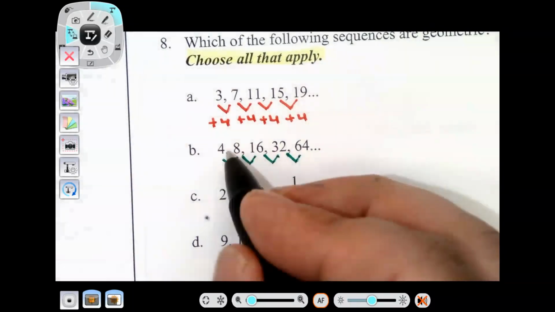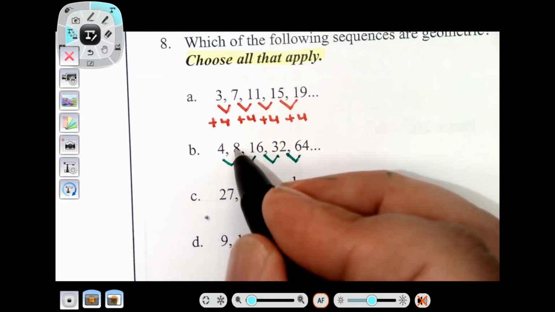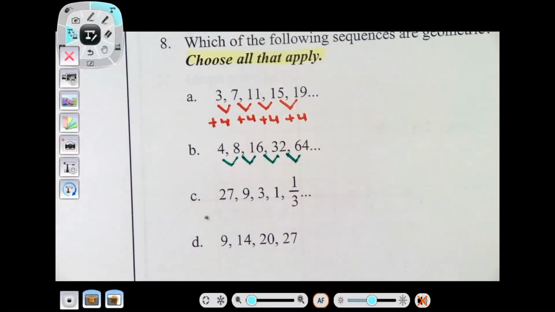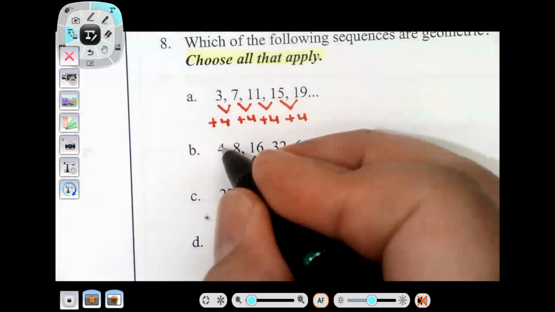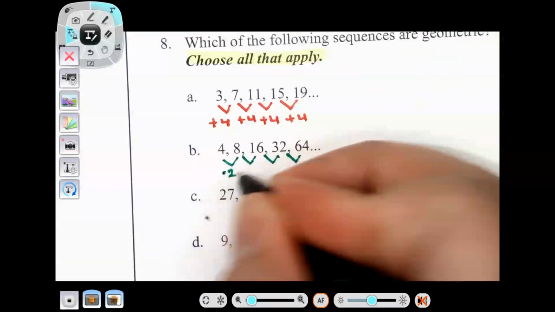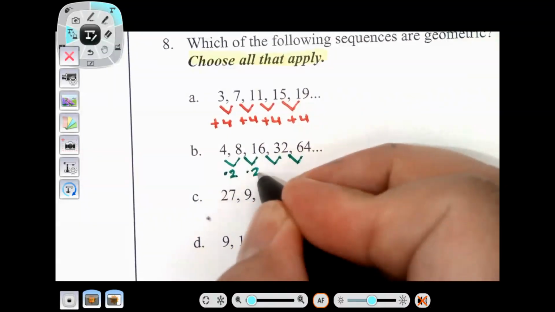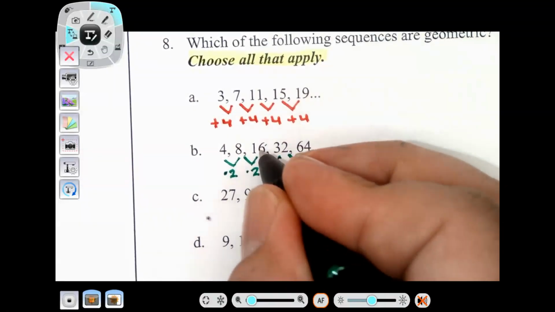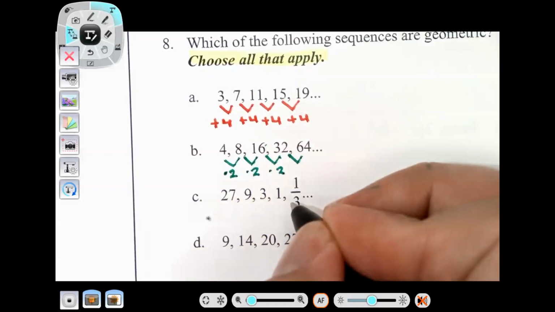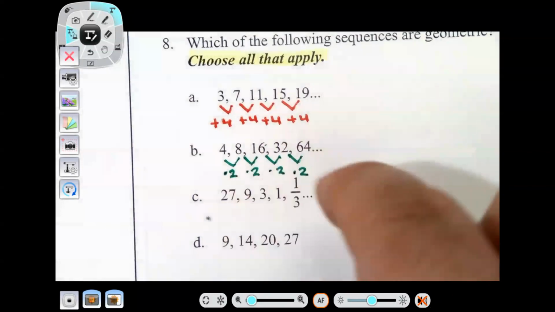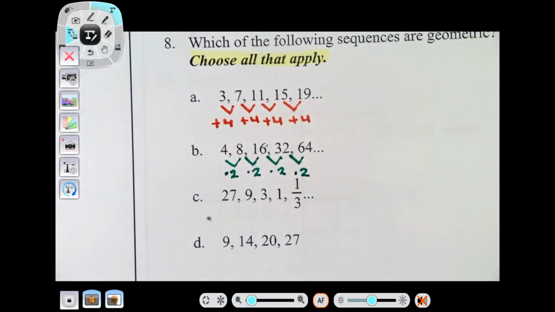Now, if I'm adding, 4 plus 4 is 8, but 8 plus 4 is definitely not 16. So maybe it's multiplying. 4 times 2 is 8. Well, let's see if that's the pattern. 8 times 2, yep, 16. 16 times 2 is definitely 32. 32 times 2 is also 64. So it does have a pattern, and it has to do with multiplication. All right, let's keep it going.